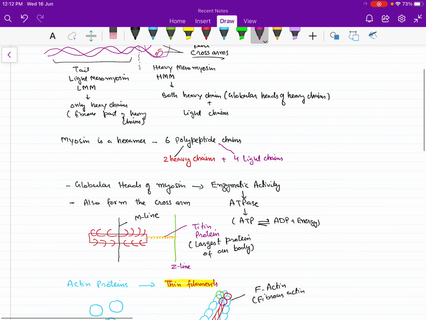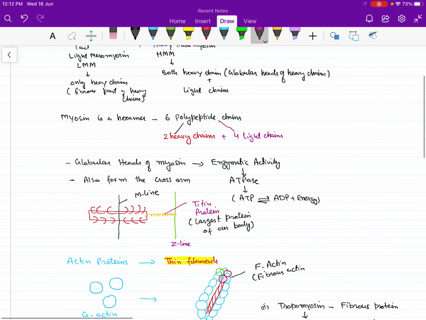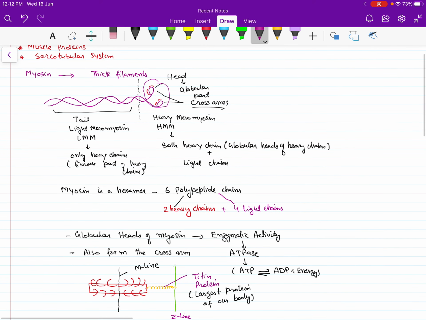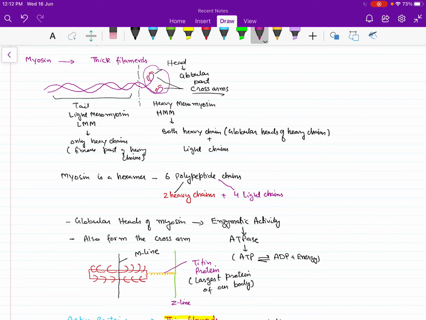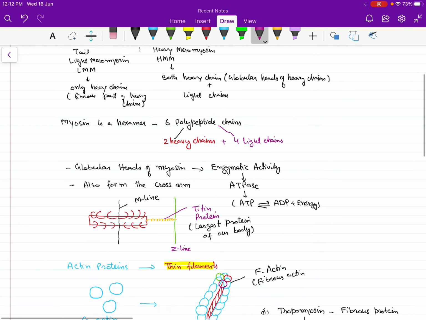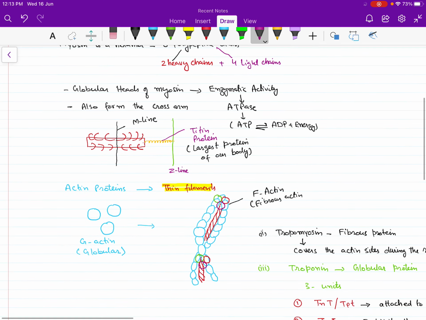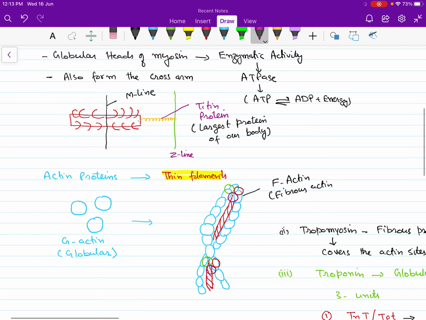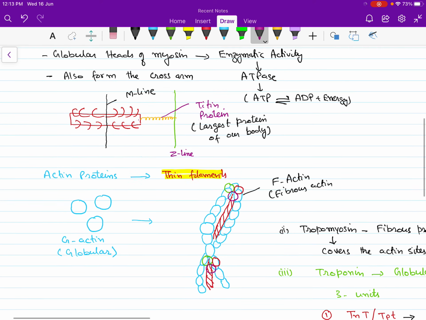It is formed of 6 polypeptide chains, 2 heavy and 4 light chains. It has a tail and a head. The head is globular and it has ATPase activity. It forms the cross arms, while the tail is fibrous in nature. We have also seen that the bundles of these myosin proteins are held together by the M line, and the thick filament is in contact with the Z line by means of the titin protein.